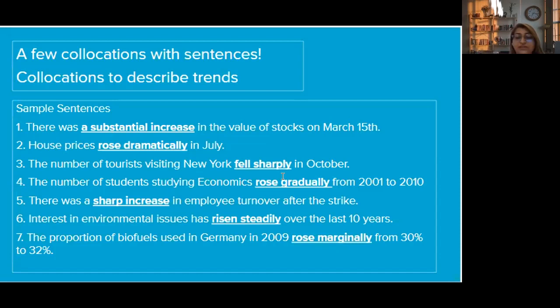Rose gradually, again there is a gradual rise. Sharp increase, that means a greater increase. Risen steadily, that means it's a rise, but with a steady increase. Rose marginally, that means it was a rise of only a margin, that means 30 to 32%. So you can read the complete sample sentences here, how a few collocations were made and how they were used in sentence formation.